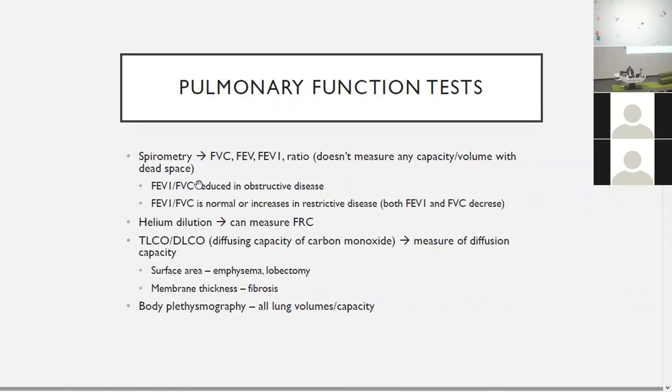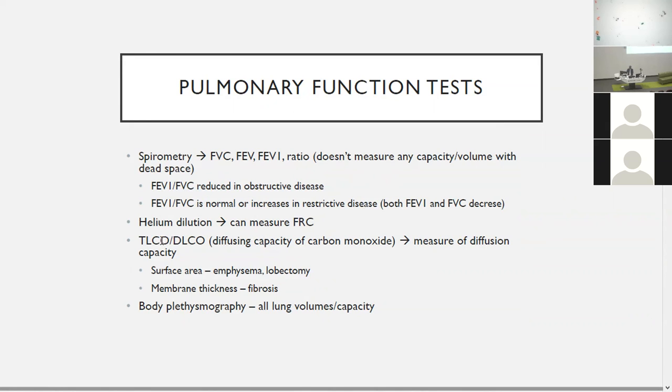And then FEV1/FVC is what you use to determine whether you have an obstructive or restrictive lung disease. FEV1/FVC is reduced in obstructive and can be normal or increased in restrictive lung disease. I think I have another slide about this.